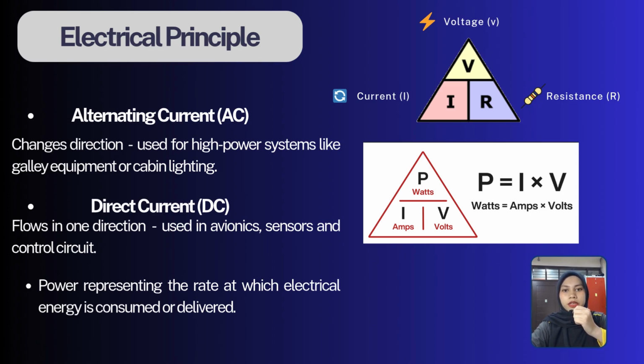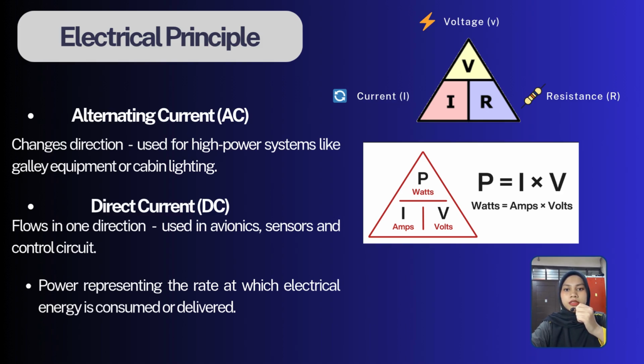The next one is about the current. Refers to the flow of electric charges, which is the electrons, through a conductor, and it moves due to the applied voltage. The third one is about the resistance. Resistance is the opposition to current flow within a material. So the conductors like copper have low resistance, while the insulators have high resistance. So overall, these three values are related by Ohm's law, which states V equal to IR.